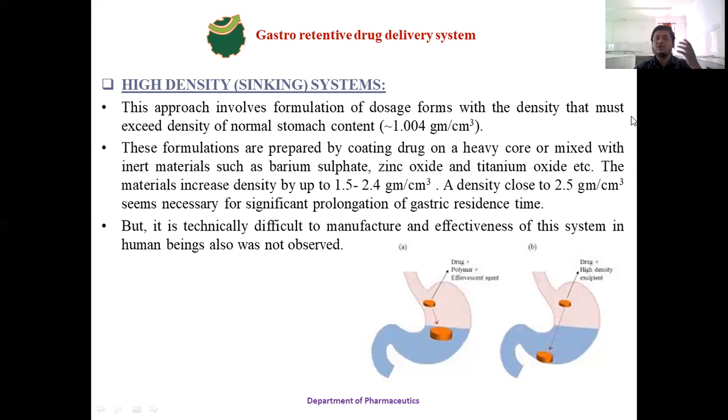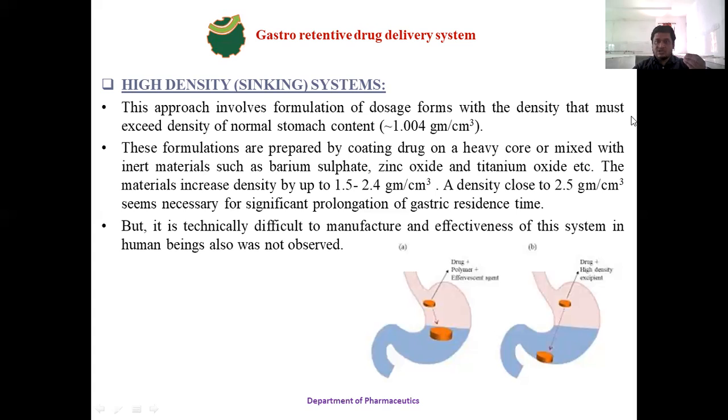Okay, or we can do other things. We can take a particular substance which has a higher density and mix it with the drug, then make it in the form of a tablet. That system, if we take it, will go to the stomach and then sink to the bottom of the stomach.